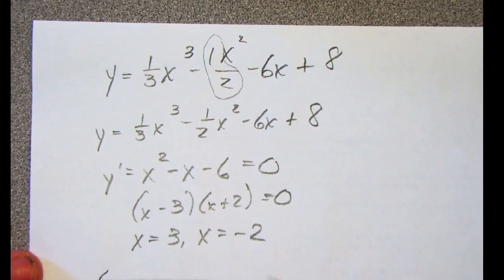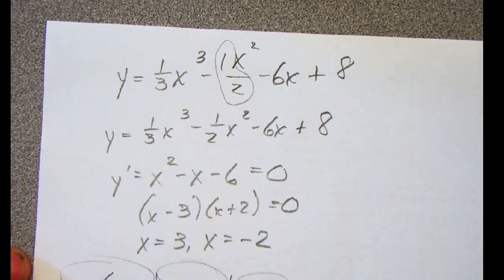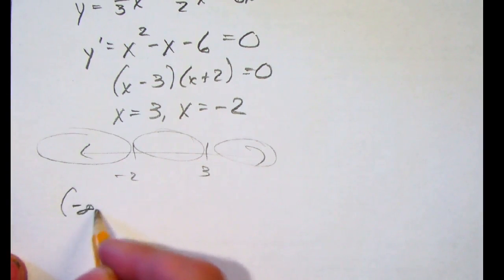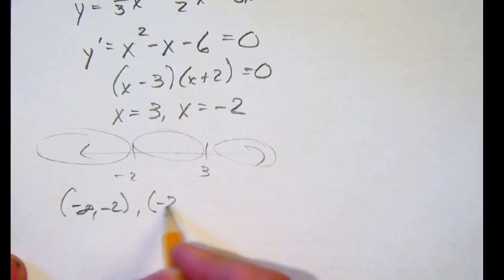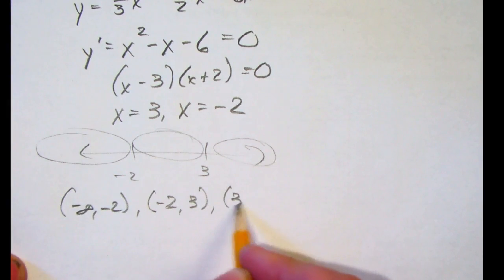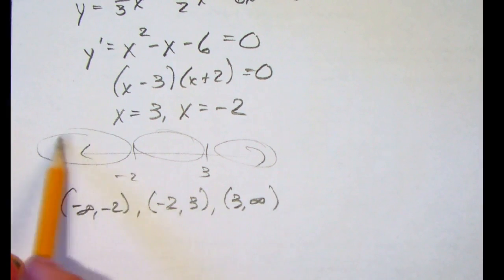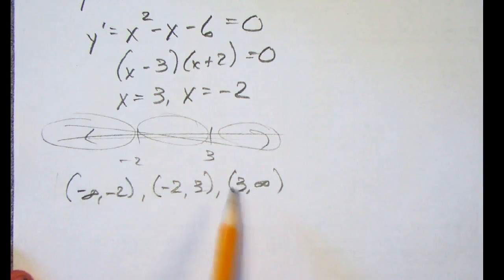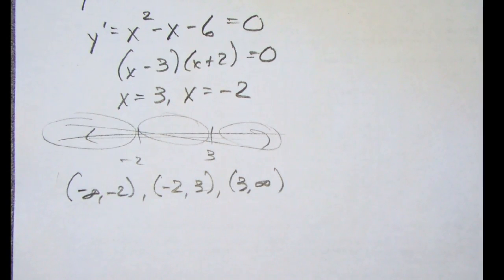And again, if you imagine a number line, that splits your graph into 3 parts. 1 part from negative infinity to negative 2, 1 part from negative 2 to 3, 1 part from 3 to infinity. Again, the number line does not get you credit, but if it helps you get to this step, then do it. And then we're going to pick a point from each interval and plug into the derivative.